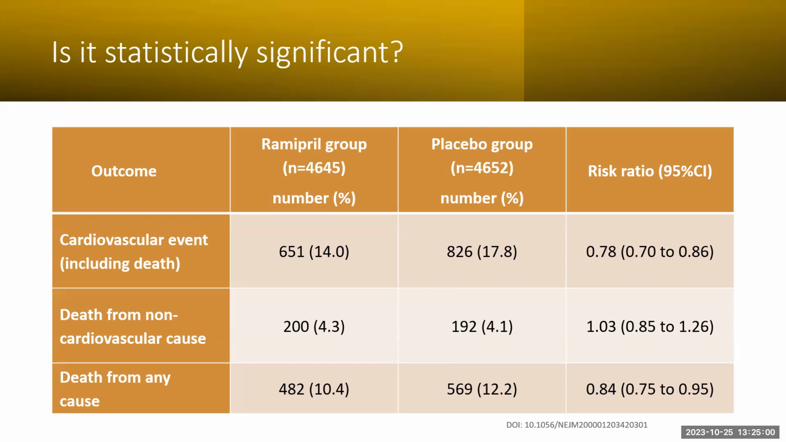Perfect. All right. So here it is, the confidence intervals for 3 things: the cardiovascular events, death from non-cardiovascular causes, and death from any cause. The confidence intervals are in the last column, in the brackets. So let's walk through these. We have cardiovascular event, including death.